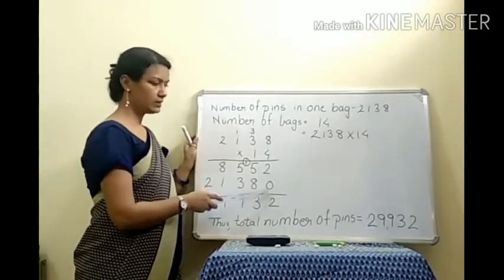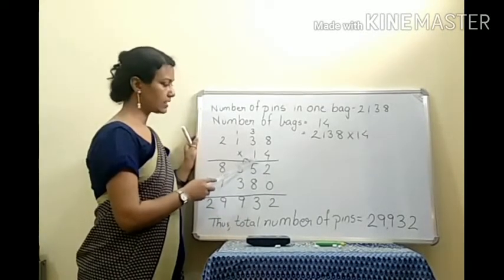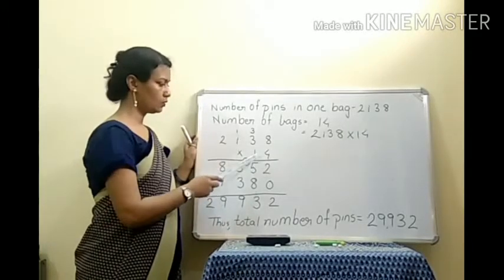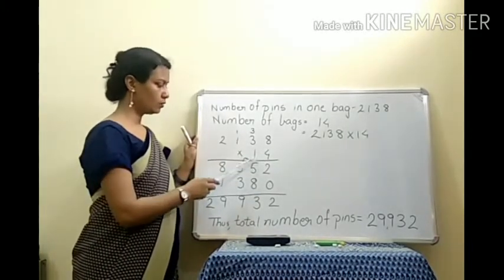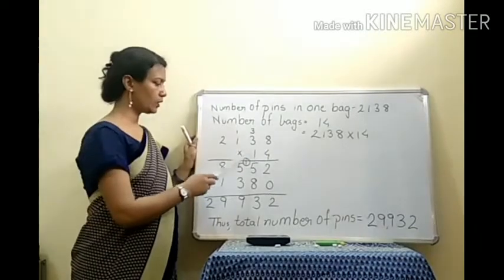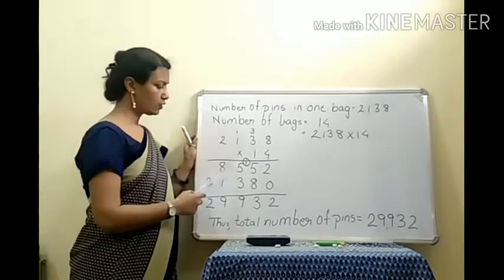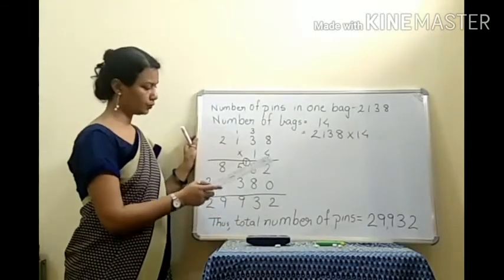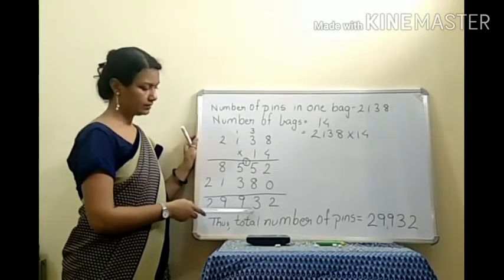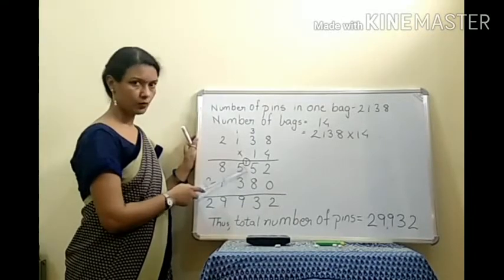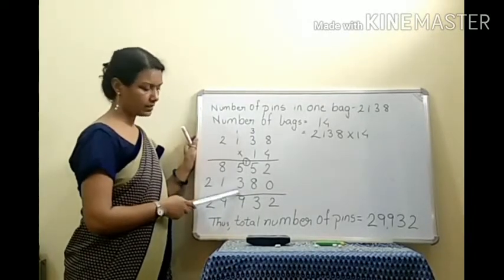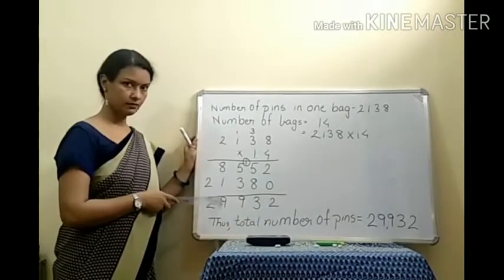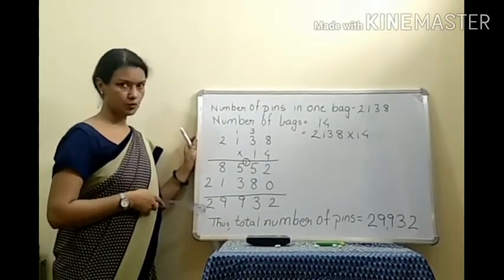Now we will write 0 below the ones place and start multiplying the tens place. So 1 into 8, 8. 1 into 3, 3. 1 into 1, 1. 1 into 2, 2. Now we add both the lines. 2 plus 0, 2. 5 plus 8, 13. So we will write 3 here and 1 carry. 5 plus 3, 8 plus 1, 9. Now 8 plus 1, 9. 2, we will write 2 as it is.